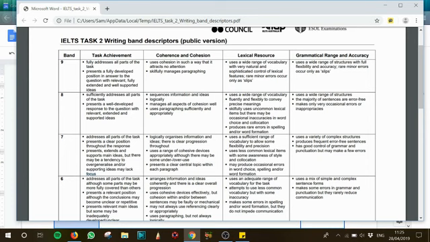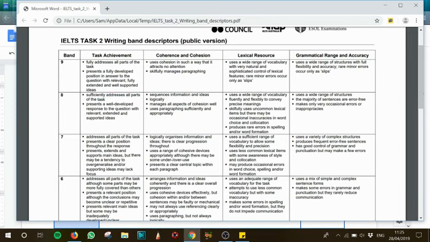Let's have a look at band 8 and see if we can get any of these, because I'm always looking to give the highest band score that I can. So sufficiently addresses all parts of the task. I think he sufficiently addresses most parts of the task, but perhaps that part to what extent he could do better. So we're close to this, but we're not quite at a band 8.